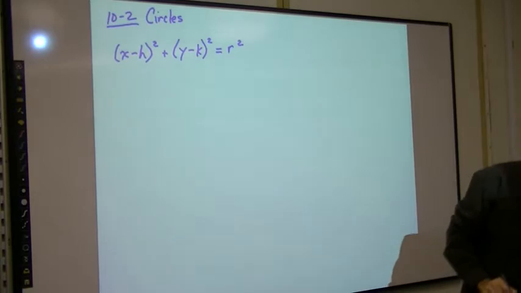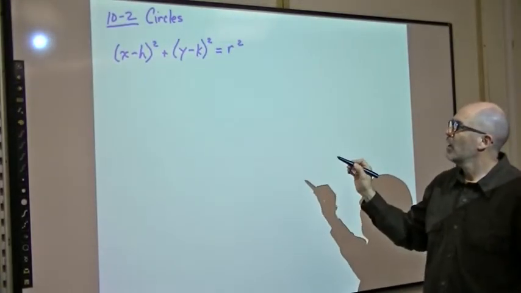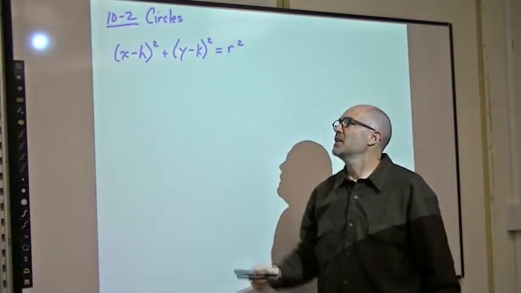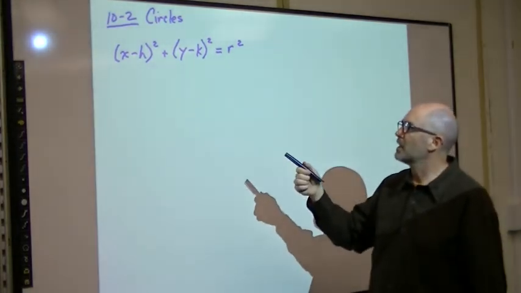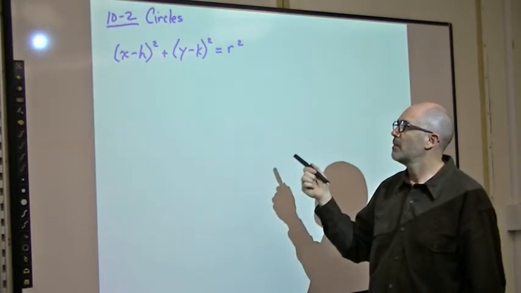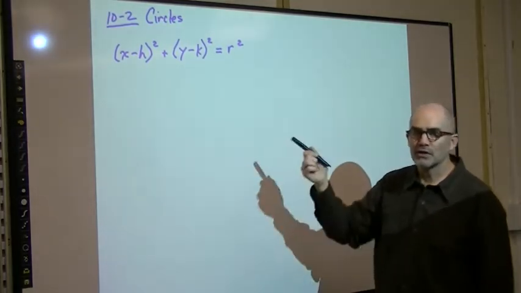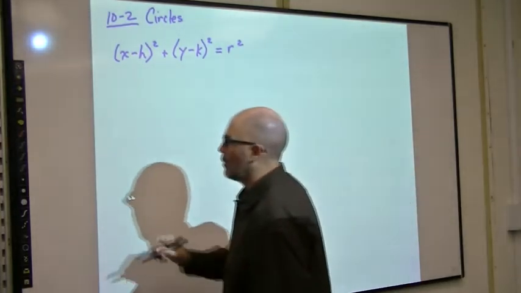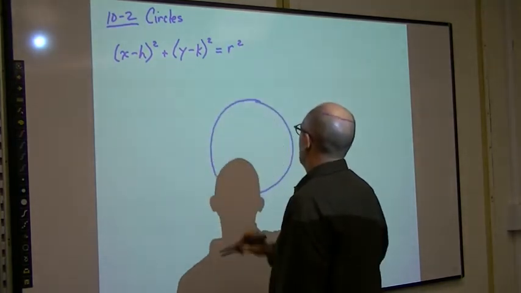That's my general equation of a circle, where x and y are the horizontal and vertical distances. H is some value subtracted from x, or some distance in the horizontal direction from the center. And k is some distance in the vertical direction from the center. R is the radius of the circle. So, there's our circle.